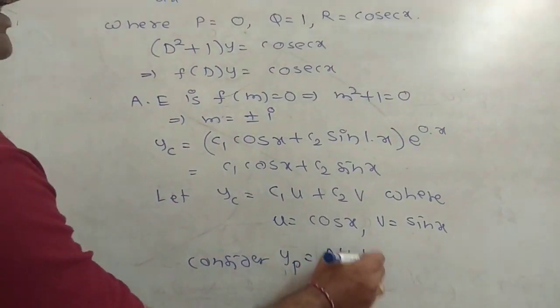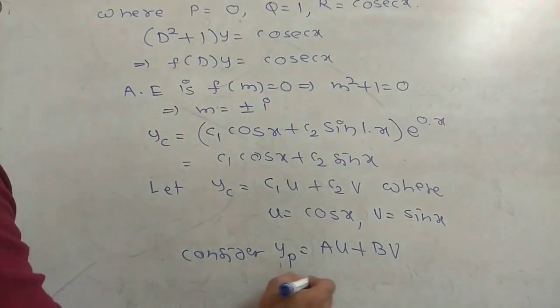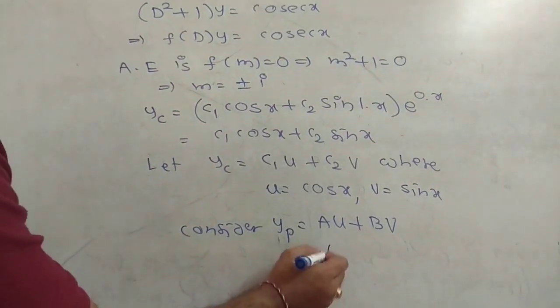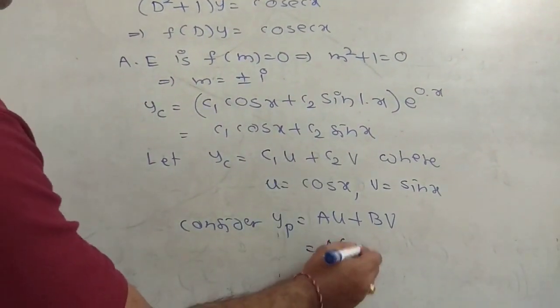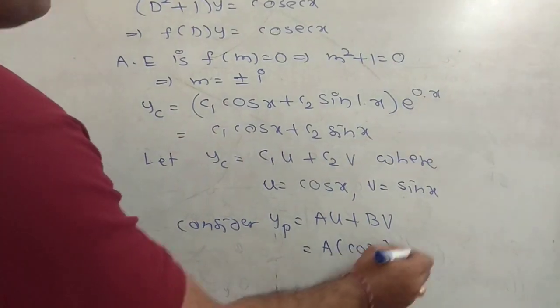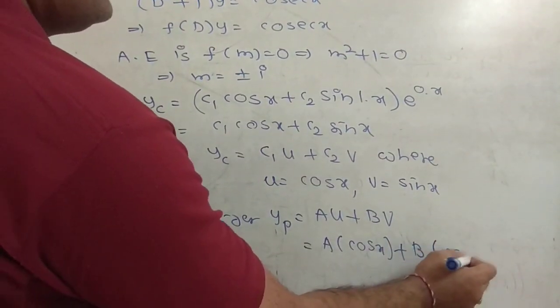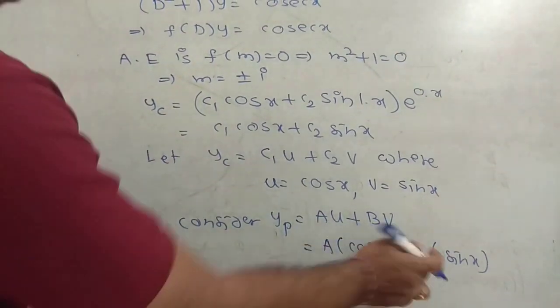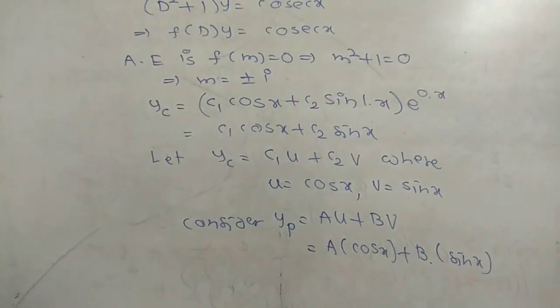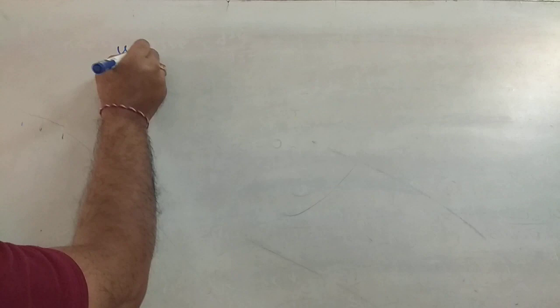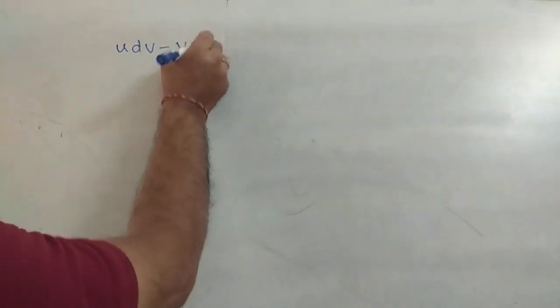Just you are finding Au plus Bv. So A, we need to calculate A, and u value is nothing but cos x, plus B you need to calculate, and v value is sin x. So now we need to calculate A and B values so that you will get yp value. Now before calculating A and B values, first you calculate udv minus vdu.